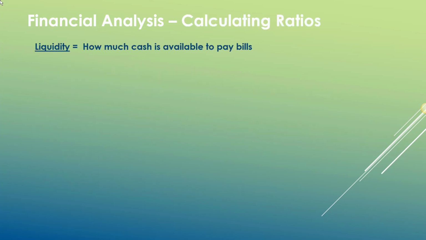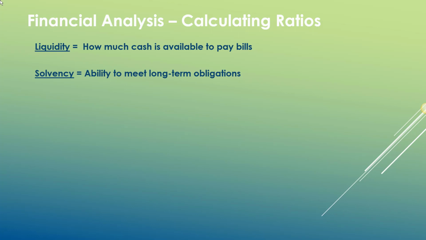So we're going to be calculating ratios. The first one we're going to talk about is liquidity. I think everyone is familiar with liquidity in your own lives. How much cash is available to pay your bills? The most basic of needs in determining financial health.